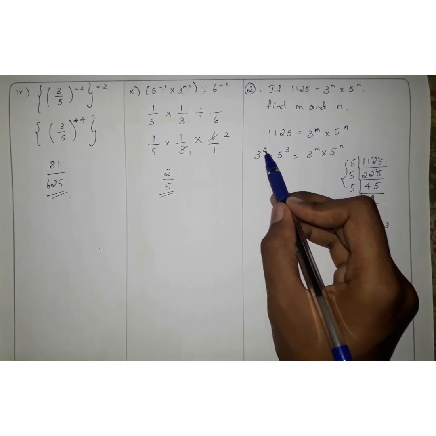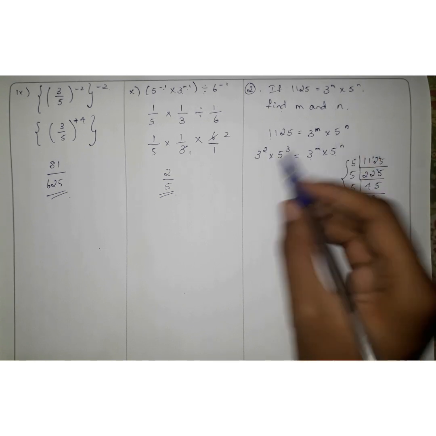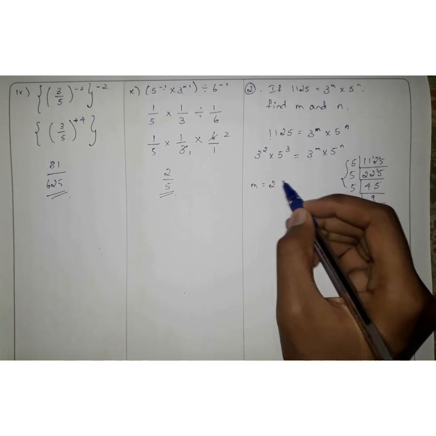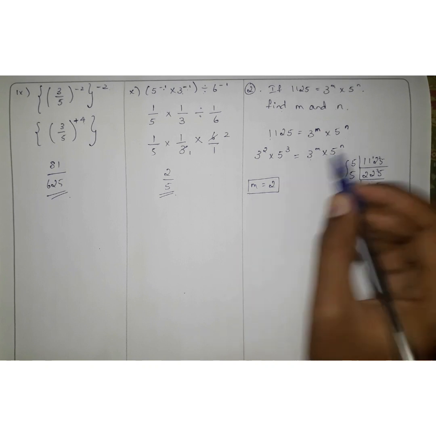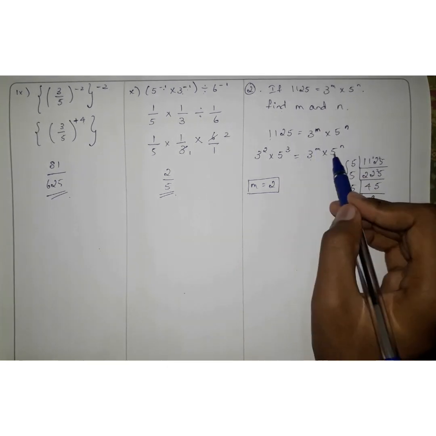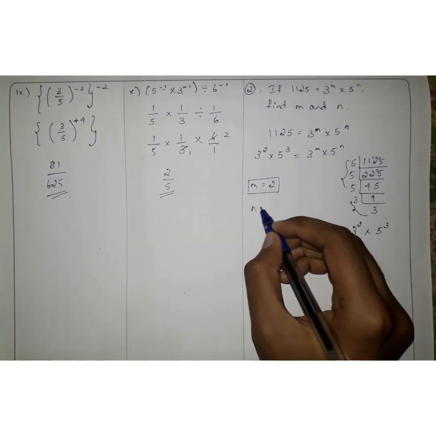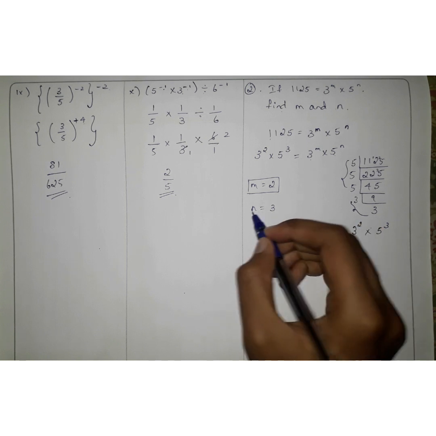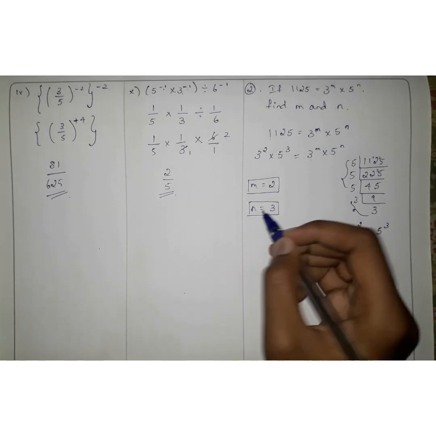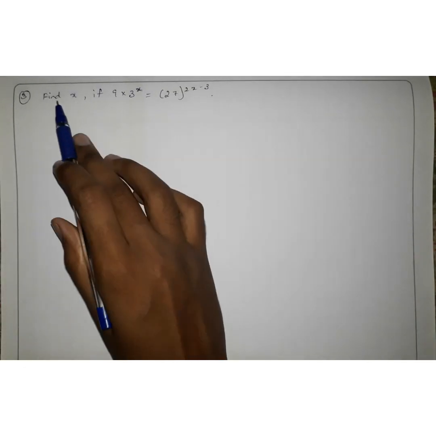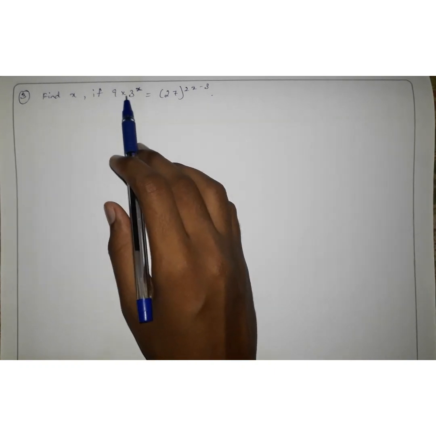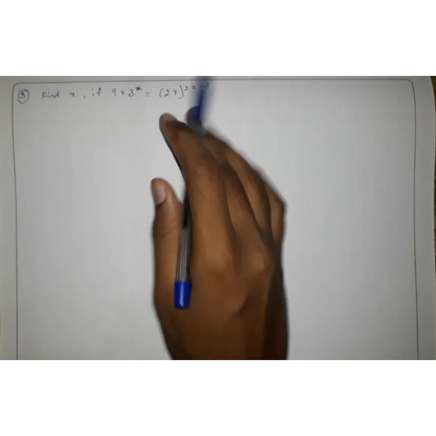So the power of 3 is 2, here the power of 3 is m. So m will be equal to 2. Here the power of 5 is 3 and the power of 5 is n. So therefore n is equal to 3. Yeah, simple.